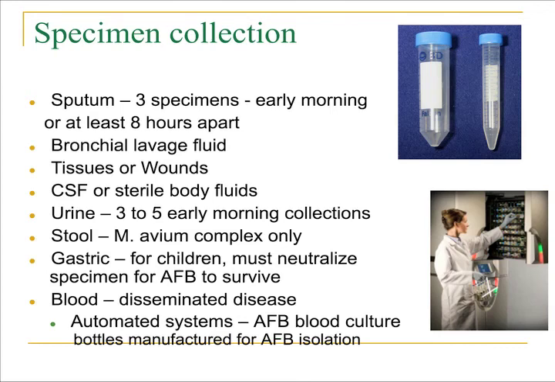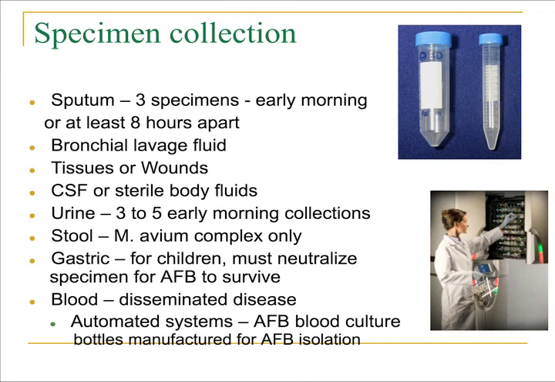You can also see on this page that there are many other specimens that can be collected, such as bronchial lavage fluid, tissues or wounds, CSF, urine, stool, gastrics, and blood. If you are collecting urine, you normally do 3 to 5 early morning collections. Urine is a controversial specimen because it can be contaminated from environmental sources. Stool is usually to look for M. avium complex. Gastrics are often done on children that are incapable of producing sputum specimens. The one thing you have to remember about gastrics is they can be extremely acidic, so you need to adjust the pH when they arrive in the laboratory so the AFB will survive. Blood can be collected when you suspect disseminated infection and is often tested in automated systems.